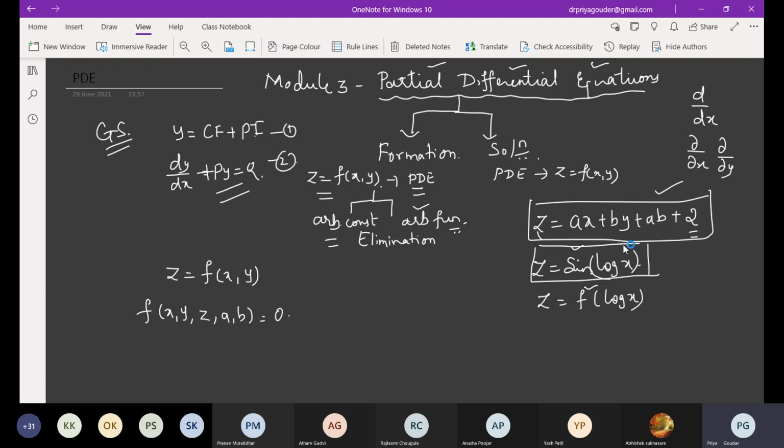Now tell me, z equal to sine of log x. Is it a differential equation? Yes or no? No, ma'am. No, because there are no differentials in this. If I take some dy by dx here, then it becomes a differential equation. At least that much you should know. Your knowledge should not be like that.